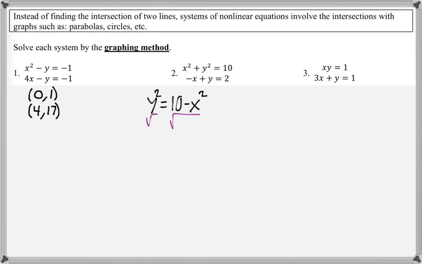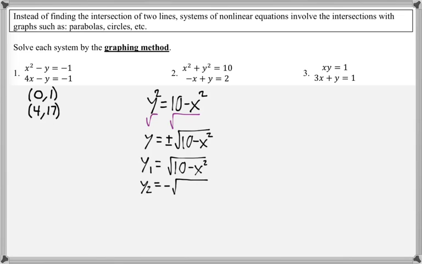Now, whenever you take the square root of both sides of an equation, you do need to put the plus or minus. So how we handle that with our graph is we really have to split it up. So y1 is going to be the positive version, and y2 is going to be the negative version. So it's one graph, but I need to split it up into two on my calculator.